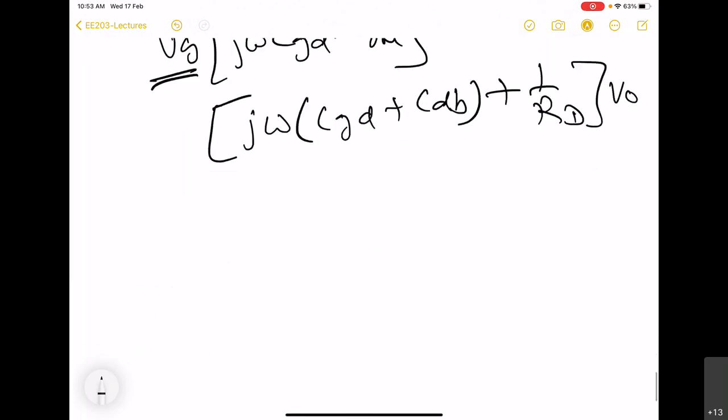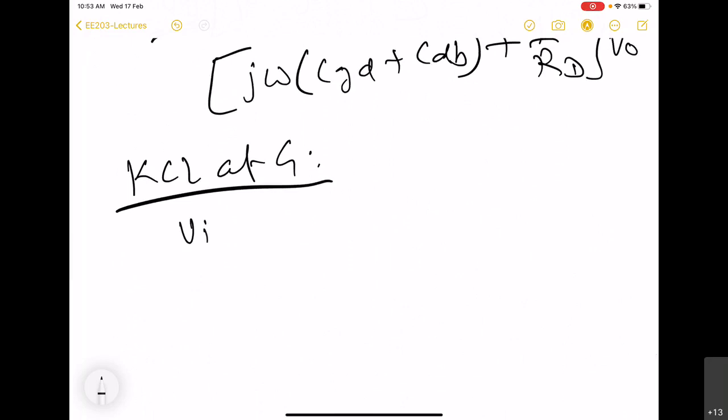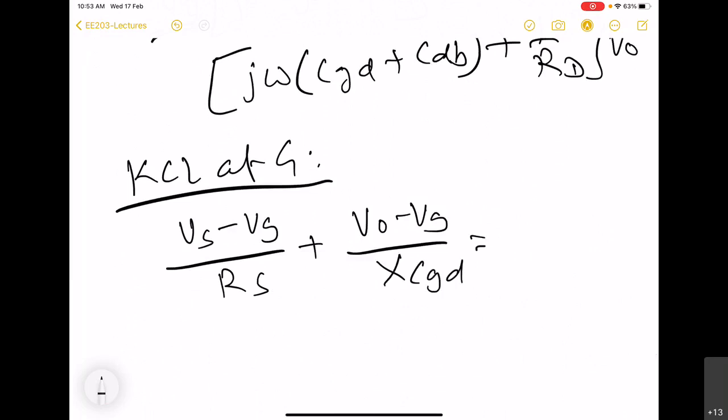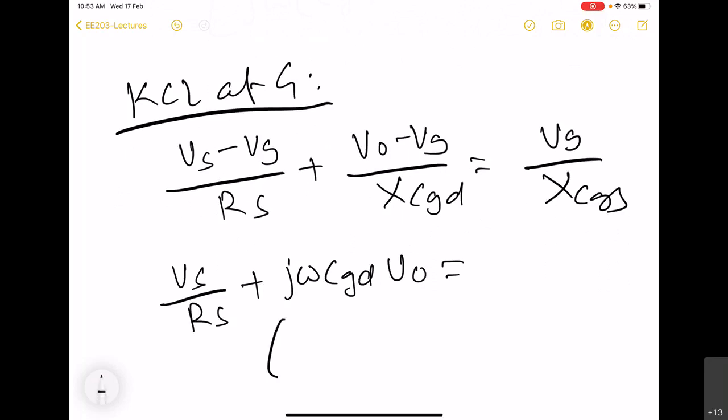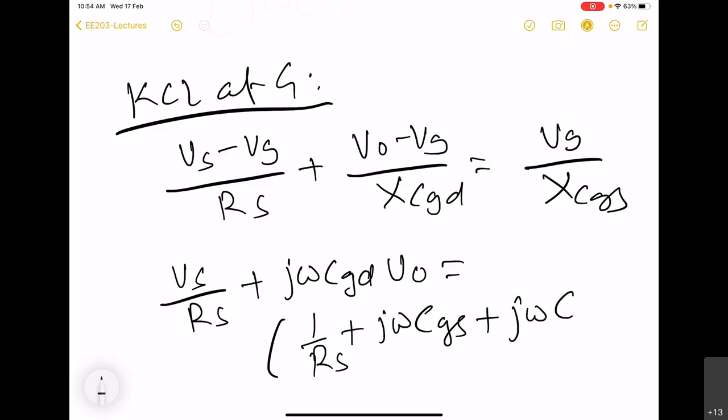So here we can write KCL at the gate. So that will give rise to VS minus VG divided by RS plus VO minus VG divided by XCGD equal to VG divided by XCGS. So from here one can separate out VG. If we do this, this is what we are going to get: VS by RS plus j omega CGD VO is equal to 1 by RS plus j omega CGS plus j omega CGD into VG.